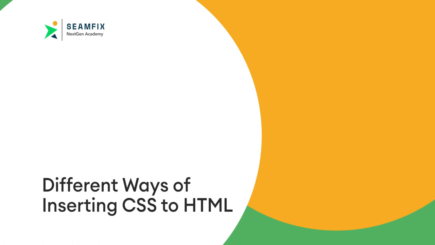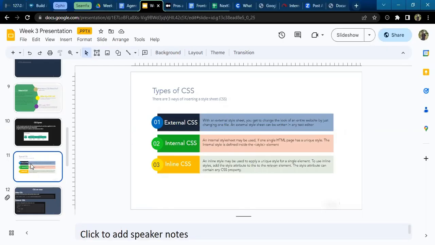Inserting our style sheets into our HTML, we have the external CSS. With an external style sheet, you get to change the look of an entire website by just changing one file. An external CSS can be written in any text editor. That is what I just did: I wrote my CSS externally and I linked it to my HTML.